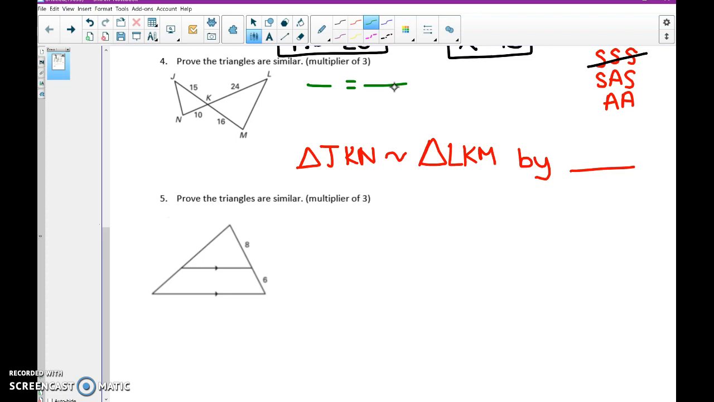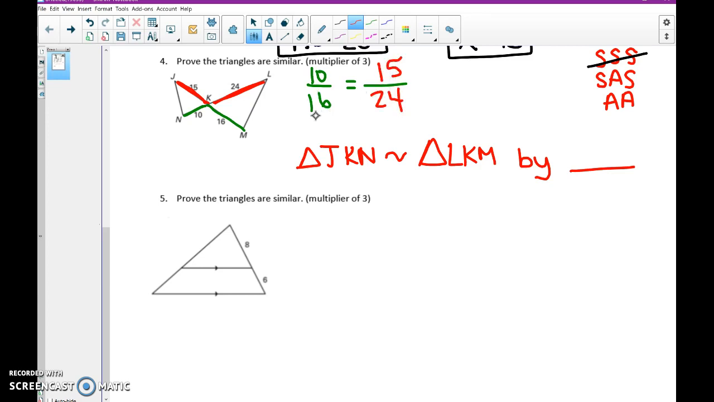Okay, now be careful about how you match it up. The smaller side should match up with the smaller side. What's the smaller side in JKN? 10. What's the smaller side in the bigger one? 16. Okay, so match small to small, big to big. Do not just look at the picture or imagine that it's reflecting. You're going to get it wrong. Look at the numbers. It's not too hard to figure out which one's the smallest and which one's the biggest. 15 is the bigger side, 24 is the bigger side, so those have to match.